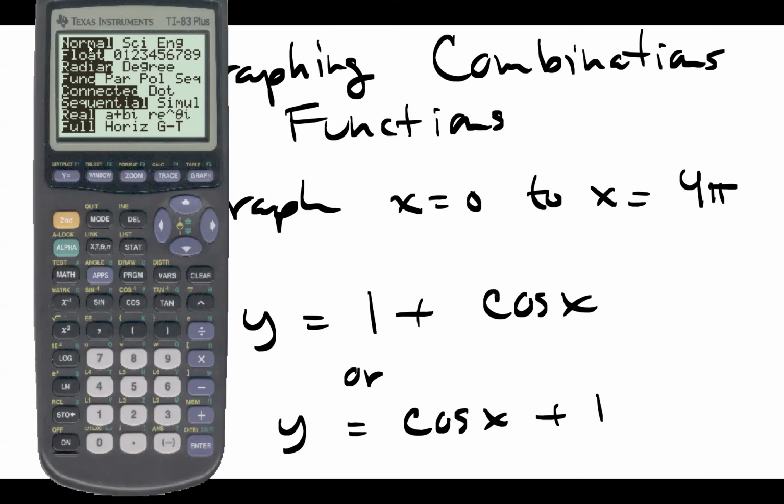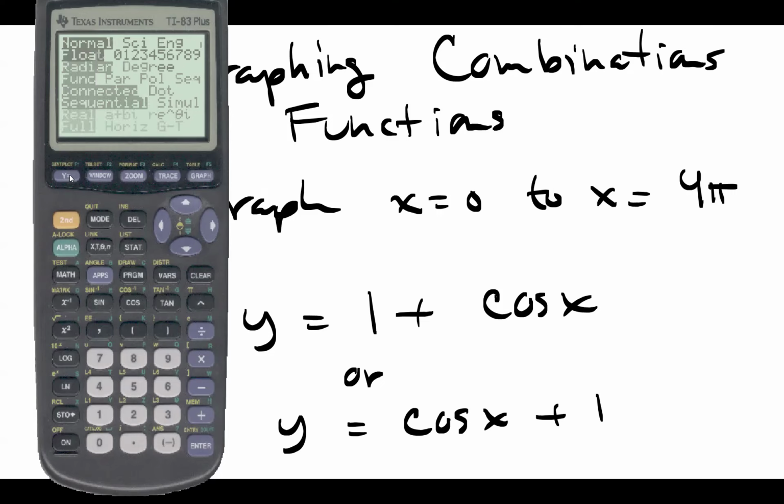So you guys should have the same as mine, except for float. Some people have it a little different than float, but normal, float, radian, function, connected, sequential, real, and full. What does float do? Float means it floats the decimal place. So if you have like 25.4 and if you had a decimal place of 2 right over here, it would be 25.40. That would be 2 decimal places. Now, if you say float, it's going to go to the next non-zero number and stop there, right? So it'd be 25.4. So it floats the decimal place. Okay, we're good there with that.